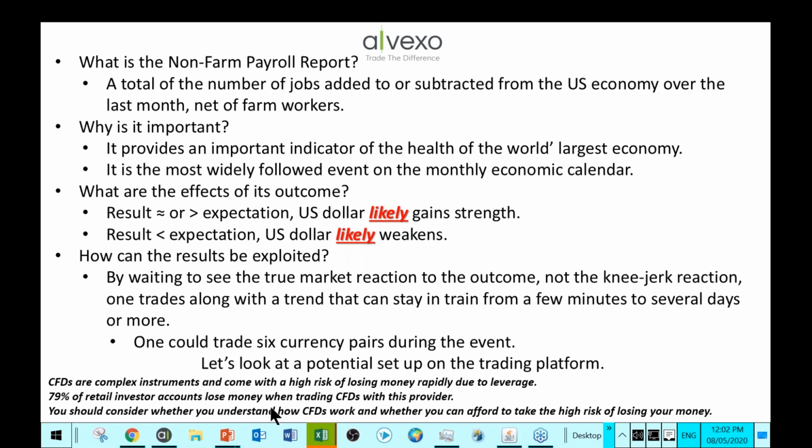If the results are approximately equal to or greater than the expectation, meaning better than the expectation, the U.S. dollar likely gains strength. And if it's less than expectation, meaning it's a lot worse, the U.S. dollar likely weakens. Now, I hasten to point out it's all about the expectation. It's not about the actual number, which we know is going to be historically disastrous.